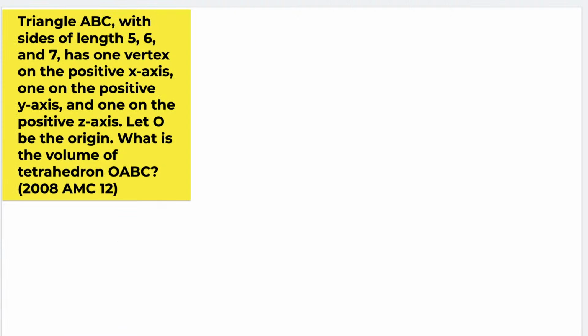This is another nice problem. It's a very good one. It's all about 3D shapes. So triangle ABC with side lengths of 5, 6, and 7 has one vertex on the positive x-axis, one on the positive y-axis, and one on the positive z-axis. Let O be the origin. What is the volume of tetrahedron OABC? I want you guys to try solving this problem. It's a very nice one.